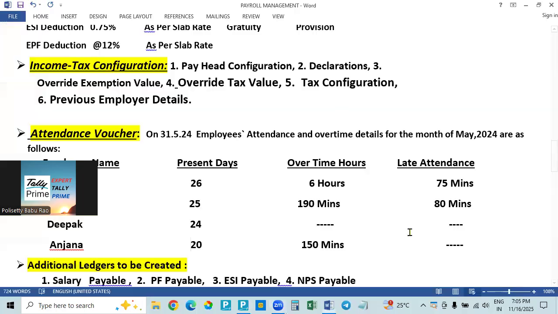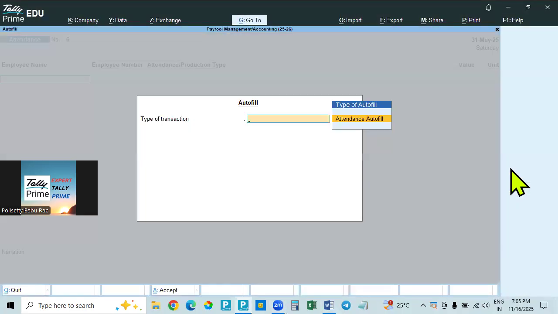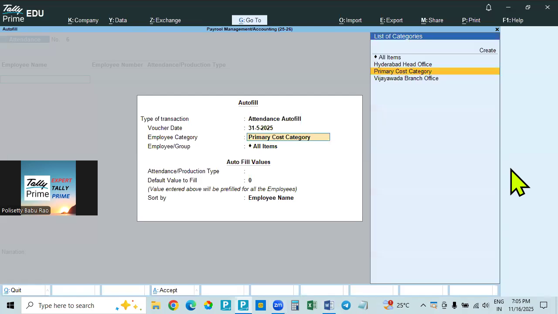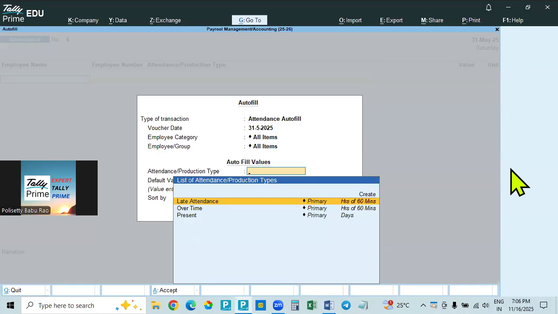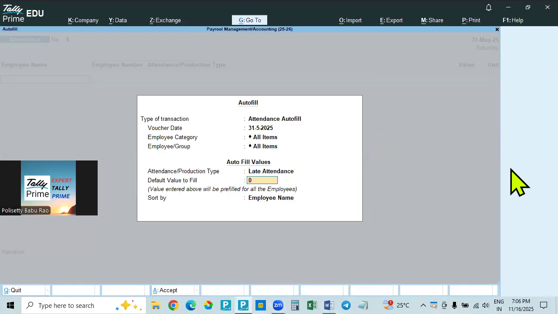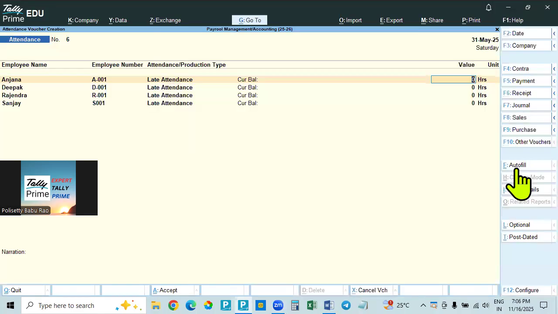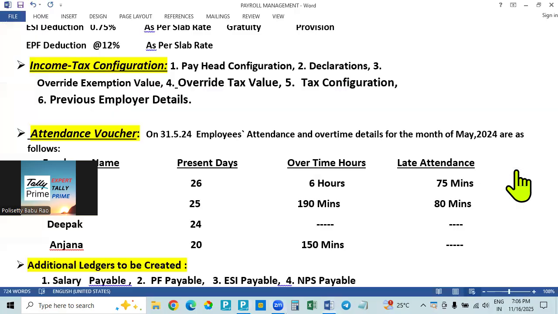So overtime we completed, and then late attendance. There are only 2 late attendance entries, Sanjay and Rajendra. So now again go to attendance autofill. Take all items, both category and group. Here we are taking late attendance, starting with 0, sorted by employee name. The others don't have late attendance. Sanjay and Rajendra. Sanjay, 75 minutes.